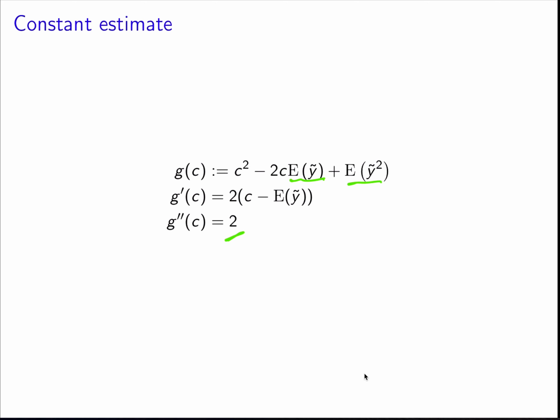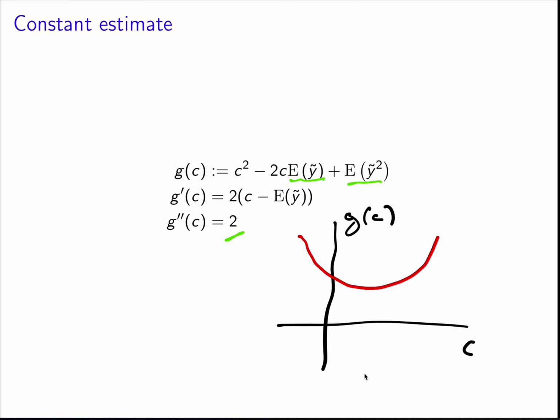Again, if you remember your high school calculus, this means that we have the following situation where this is c and this is g of c. Because the second derivative is always positive, this means that we have positive curvature. So it's going to basically look something like this. Actually, let me try. I'm not very good at drawing, as you will realize. But we have something like that because the curvature is always positive.